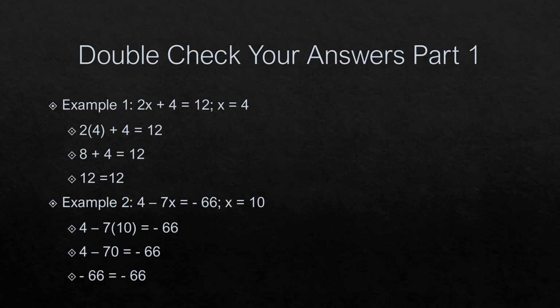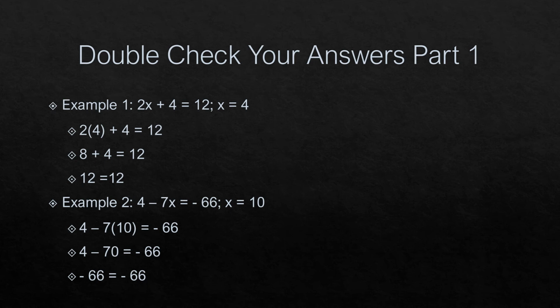So this slide and the next couple are going to show you how to double check your answers. I would highly recommend looking at these slides if you struggled with any of the examples. All we're going to do is plug in the value we found for x into the original equation. For example number 1, we started with 2x plus 4 equals 12. I'm going to plug in 4, since that's the value we found for x, and I'm going to end up with 2 times 4 plus 4. When I simplify that, I get 12 equals 12.